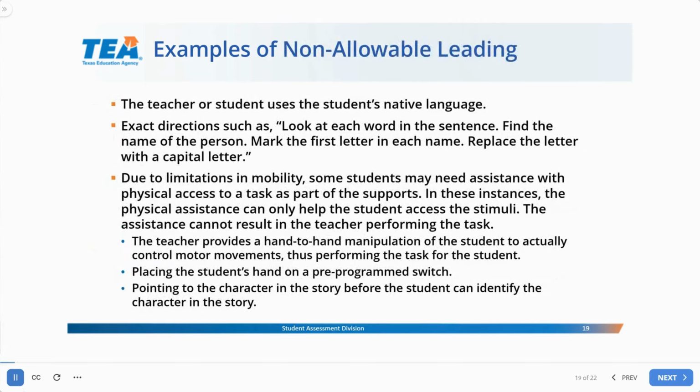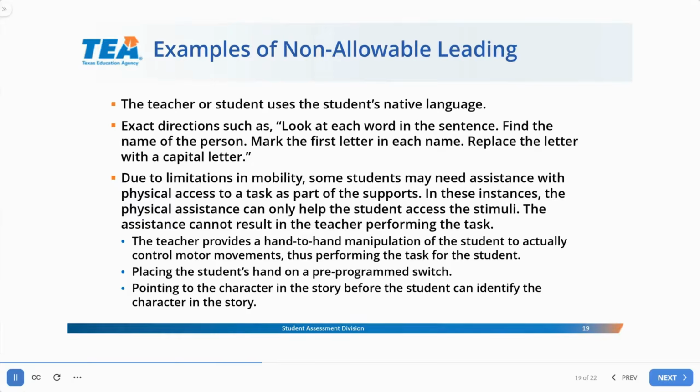Here are some examples of leading that are not allowed on TELPAS alternate. The teacher or student uses the student's native language. Exact directions, such as look at each word in the sentence. Find the name of the person. Mark the first letter in each name. Replace the letter with a capital letter.